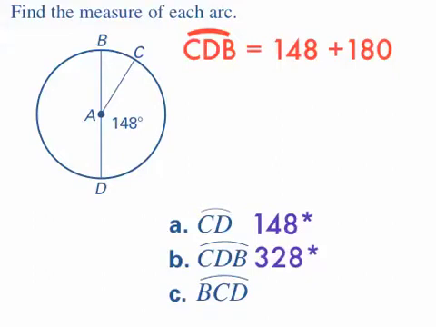And then when they ask for the measure of arc BCD, that would be the diameter. BD would be the central angle, which means it would have an angle measure of 180 degrees, so the arc measure would be 180 degrees.